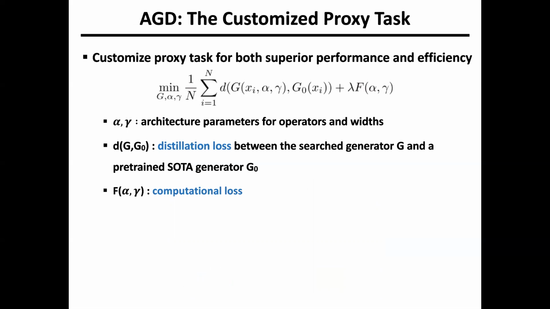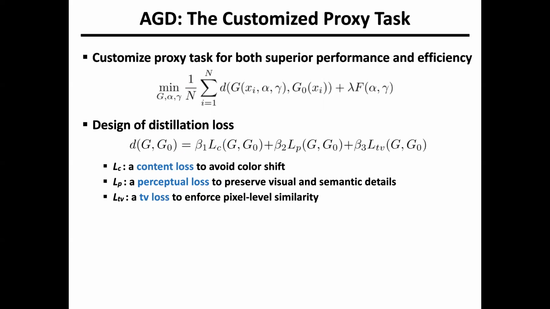The next question is how can we design the distillation loss and the computation loss? For the distillation loss, we just adopt the weighted sum of three kinds of loss, including a content loss to avoid color shift, a perceptual loss to preserve visual and semantic details, and the TV loss to enforce pixel level similarity. And the beta here can be easily determined according to previous work, as elaborated in our paper.